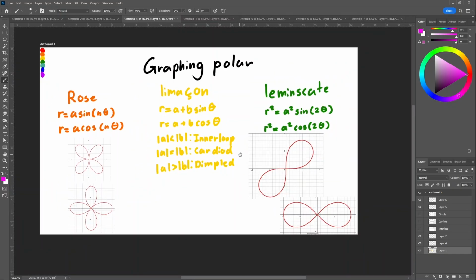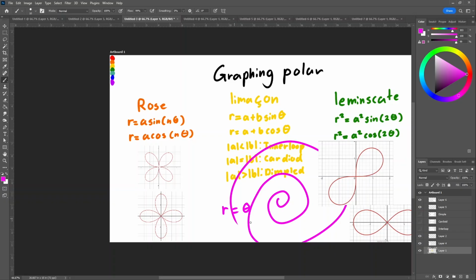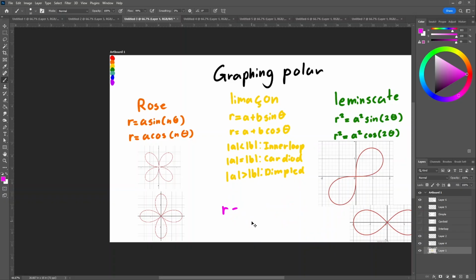The next thing to know is graphing polar, how to graph a polar equation, or knowing what the different graphs are. From this list, it is important to notice that I excluded two very important graphs, the circle graph and the spiral graph. A spiral graph is just r is equal to theta. As you increase theta, the radius increases, and that's why it looks like a big spiral going on forever. Pretty self-explanatory.